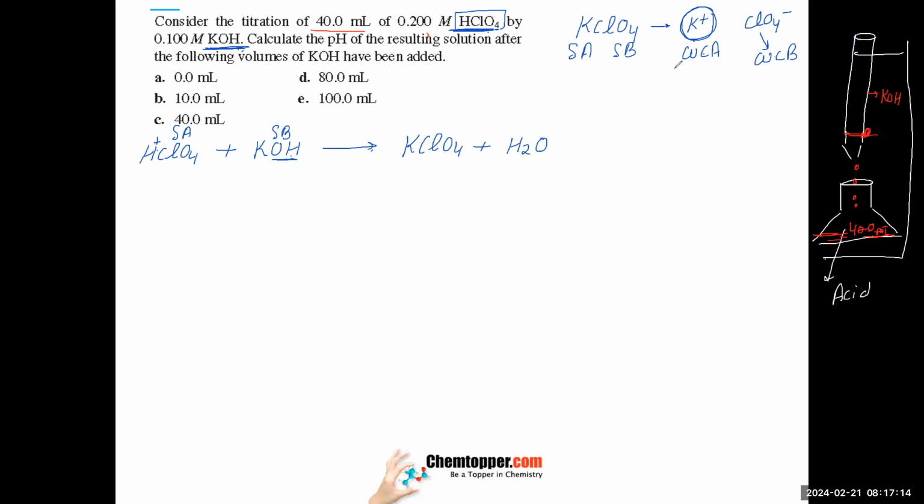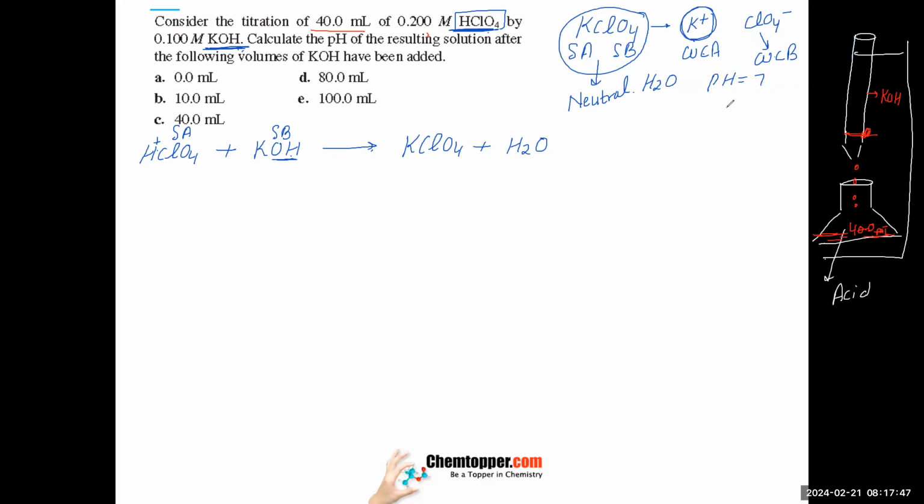So who is going to control the pH at the equivalence point? Who will control the pH? Yes, water. So what is the pH of the water at the equivalence point? 7. So KClO4 is what kind of salt? It is neutral. It's a neutral salt. Okay, so this is clear to us that at the equivalence point, pH will be 7.